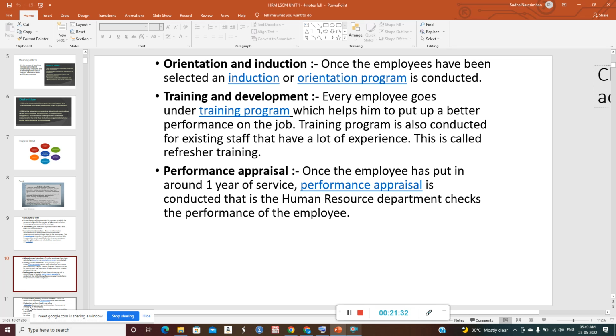The next important function is called performance appraisal. Once the employee has put in around 1 year of service, appraisal happens. The appraisal procedures depend upon the organization. How many times in a year is it happening? It can be once in 6 months or once in a year, so it depends upon the organizational policies and regulations. It is conducted by the human resources department, which keeps track of the performance of each and every employee of the various departments.